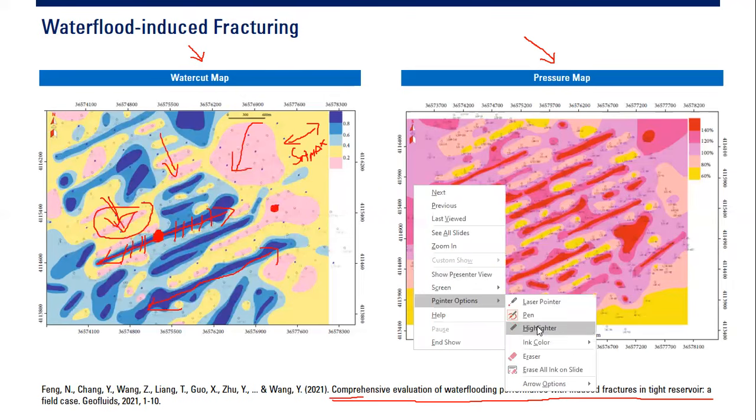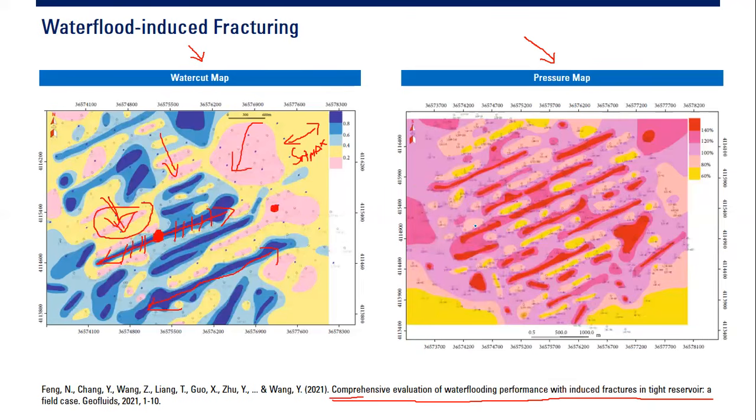Okay, let me change the color. Now you can see here, the high pressure area is aligned in this direction. The same thing, maximum horizontal stress. Why? Because this is the area where the waters are. So of course at these areas the pressure will be greater than other areas with less water, right? Okay, so yeah, that's the same thing.